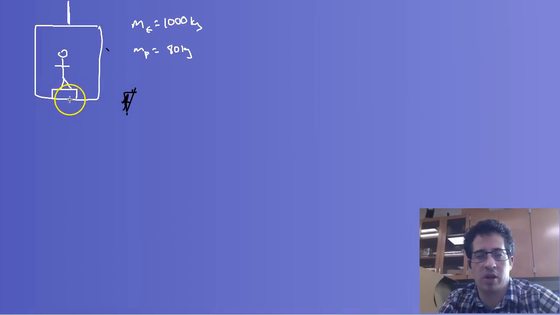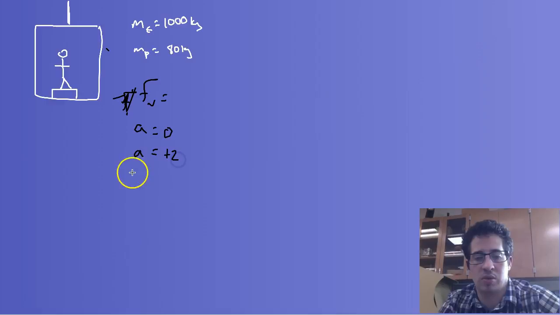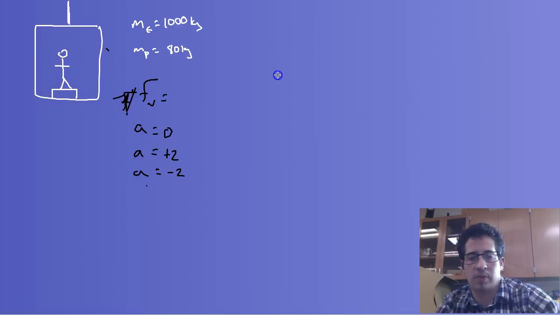When you weigh yourself on a scale, the scale is measuring basically the normal force, or how hard the scale has to push back up to keep you balanced. Okay, and so what we're going to determine is the reading of that scale for when the acceleration of the system is 0, for when the acceleration is, let's say, positive 2, and for when the acceleration is equal to negative 2.